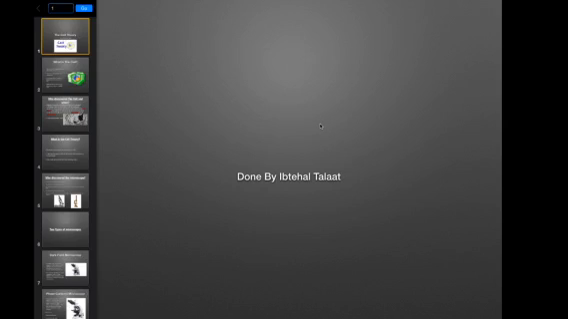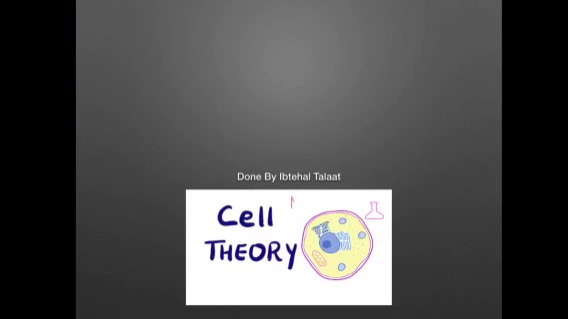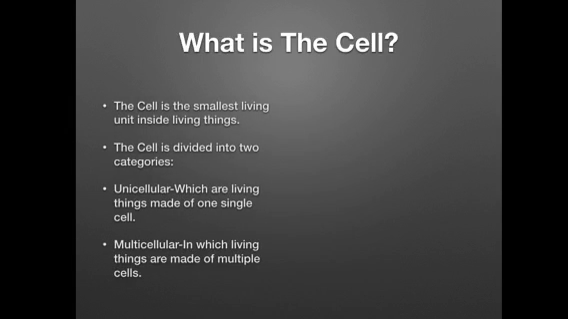Today we are going to be talking about the cell theory. What is a cell? The cell is the smallest living unit inside living things. And the cell is divided into two particular categories, which are unicellular and multicellular. Unicellular is basically when a living thing is made up of only one single cell. Multicellular, on the other hand, is the complete opposite. It is basically when living things are made up of multiple cells.